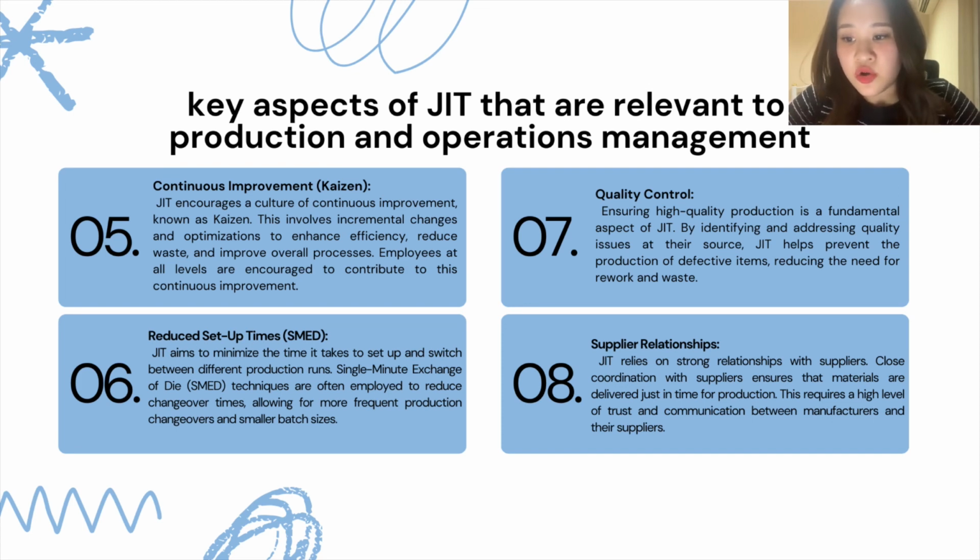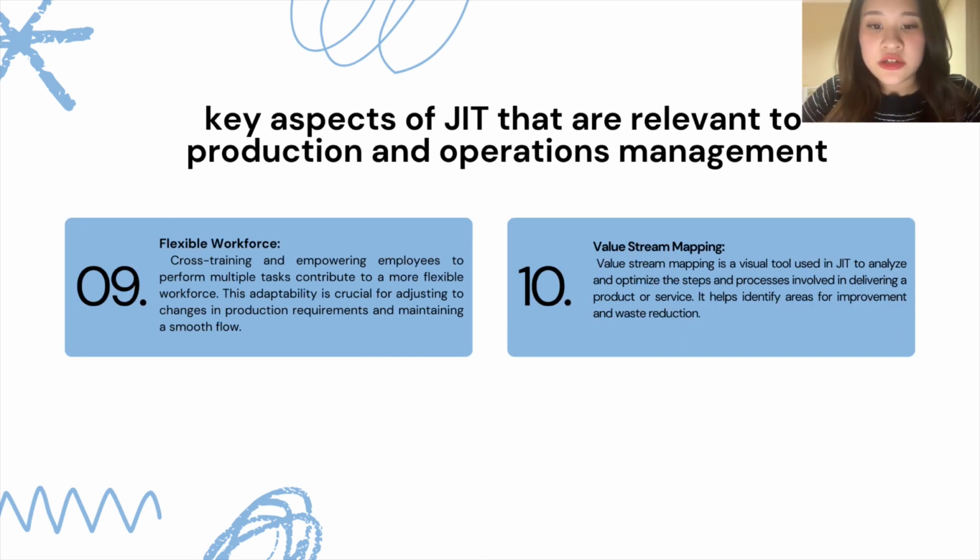Eighth is the supplier relationship. Just-in-time relies on a strong relationship with the supplier. Coordinate with the supplier to ensure that materials are delivered. Ninth is the flexible framework. Cross-training and empowering employees to perform multiple tasks contribute to a more flexible framework. Tenth is value stream mapping. Value stream mapping is a tool that just-in-time uses to analyze and optimize the steps and processes involved in delivering a product or service. It can identify areas for improvement and waste reduction.